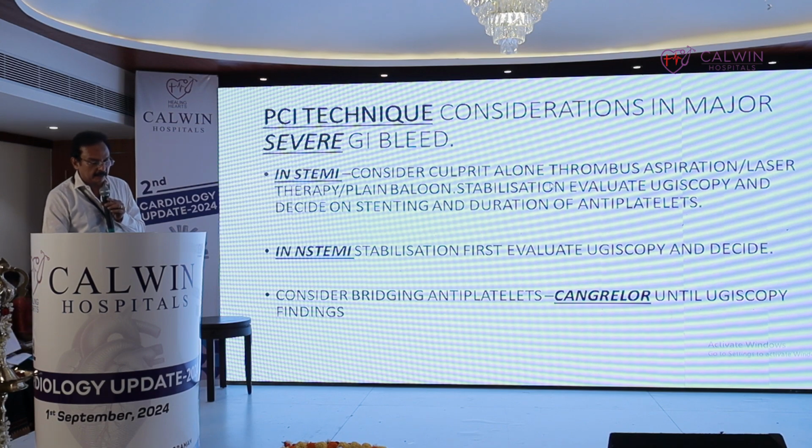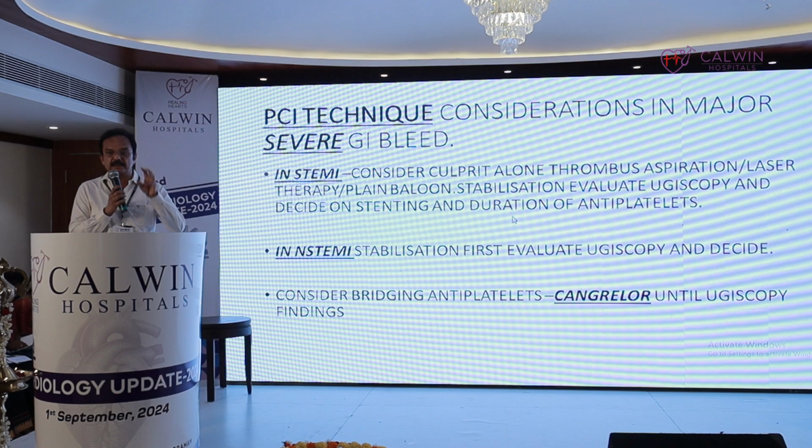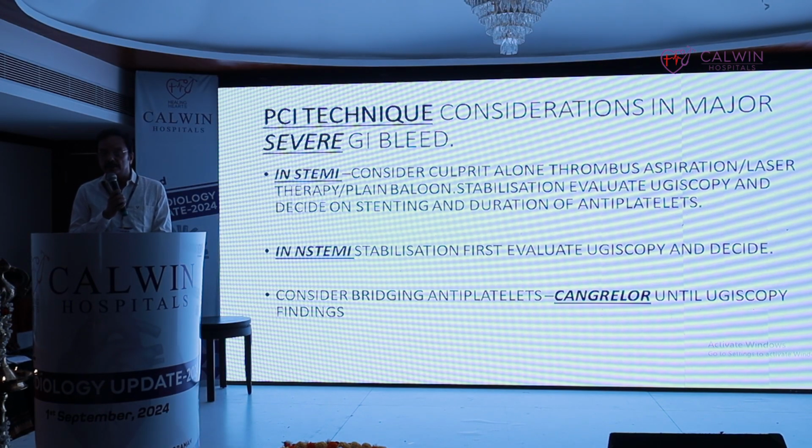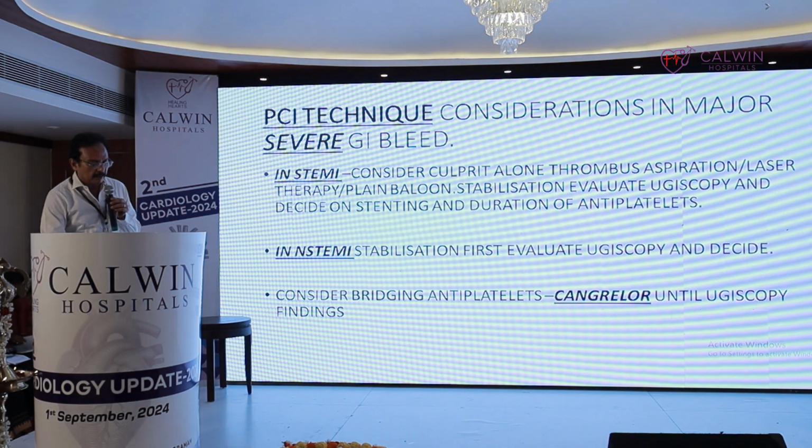endoscopy. And depending on the gastroenterologist's advice, generally if it is a peptic ulcer which is oozing, and they treat it thermally or with epinephrine injection, after that you are allowed to give dual antiplatelets. You can continue dual antiplatelets. And in non-STEMI patients who are really not in a hurry, if he is very, very stable, you can decide on upper GI endoscopy and take a decision.